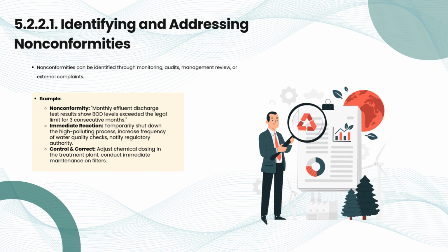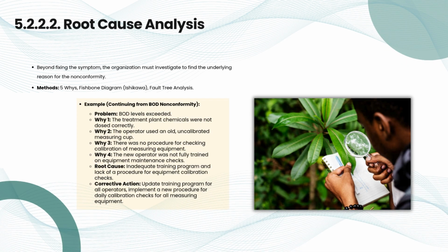Once you've controlled and corrected the immediate problem, the most critical step for true improvement is root cause analysis. This means going beyond just fixing the symptom and investigating to find the underlying reason why the nonconformity occurred in the first place. There are various methods for root cause analysis, such as the 5 whys technique, where you keep asking why until you get to the fundamental issue, or using tools like a fishbone diagram, also known as an Ishikawa diagram.